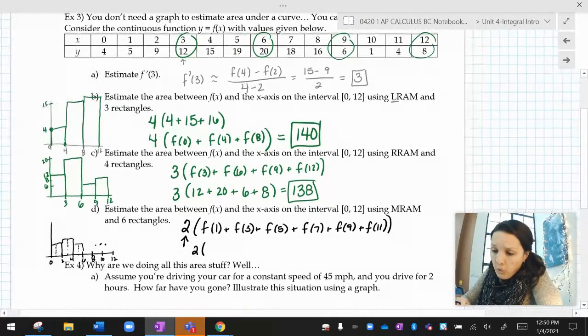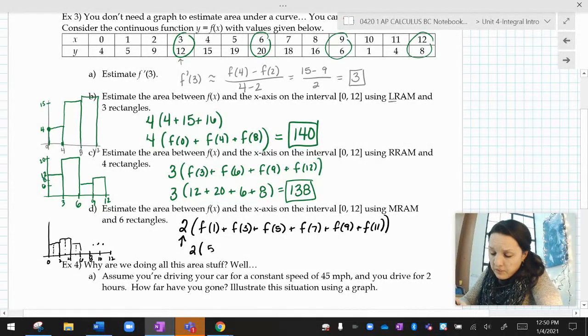Let's see, f of 1 plus 3 is going to be 5 plus 12, 9, 18, 19, 18, 6, and 4. 1, 2, 3, 4, 5, 6. All right, so that's 17. 17 plus 19 is 36. 36 plus 18 is 54. 64 times 2 is 128.